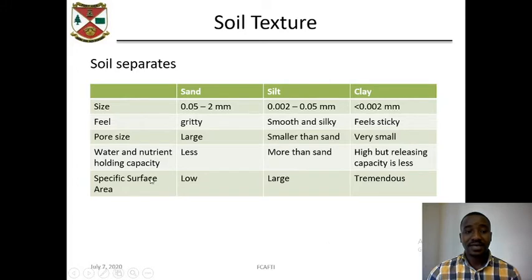For example, the specific surface area for sand we said is low, whereas for silt it is large, and for clays it is very, very large, tremendous. And the water holding capacity and nutrient holding capacity for sand is less, for silt is more than sand but less than clays. Then for clays it is high.